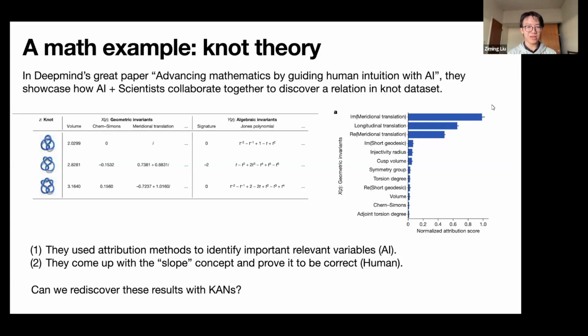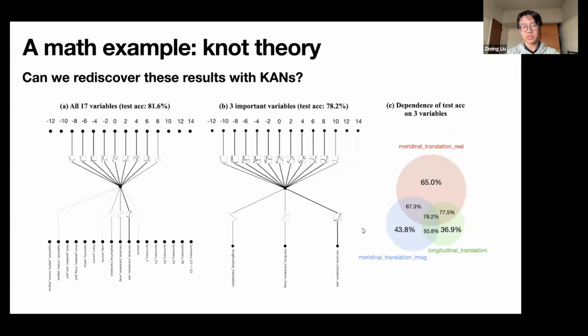And the second part is done by humans. They come up with the slope concept and prove it to be correct. So we asked this question: can we rediscover these results with KANs, with more automation, with more efficient networks, more interpretable? The answer is yes, we can. So the first question: can we rediscover the dependence results? And surprisingly, we just train a KAN with just one hidden neuron, and it can already do this task quite well with 82% accuracy. It's reported around 80% accuracy in the DeepMind paper, so it's competitive. It's a bit surprising.